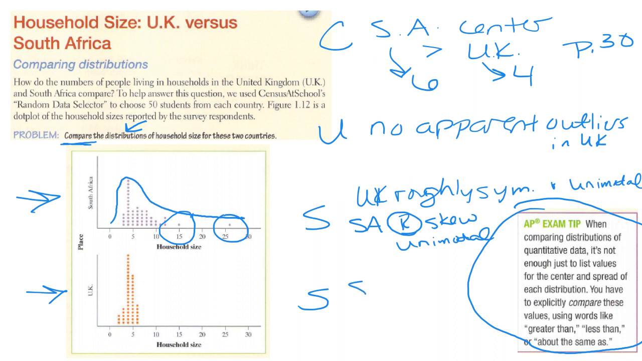And then for our spread, the household sizes for the South African one seems to vary more. That's comparative language, right? South African household size varies more than the UK household size. And then you can pull in your actual numbers, about 3 to 15 to 26 people. Okay, and then for the UK, approximately 2 to 6. So more variation within the South African, again, using that comparative language.